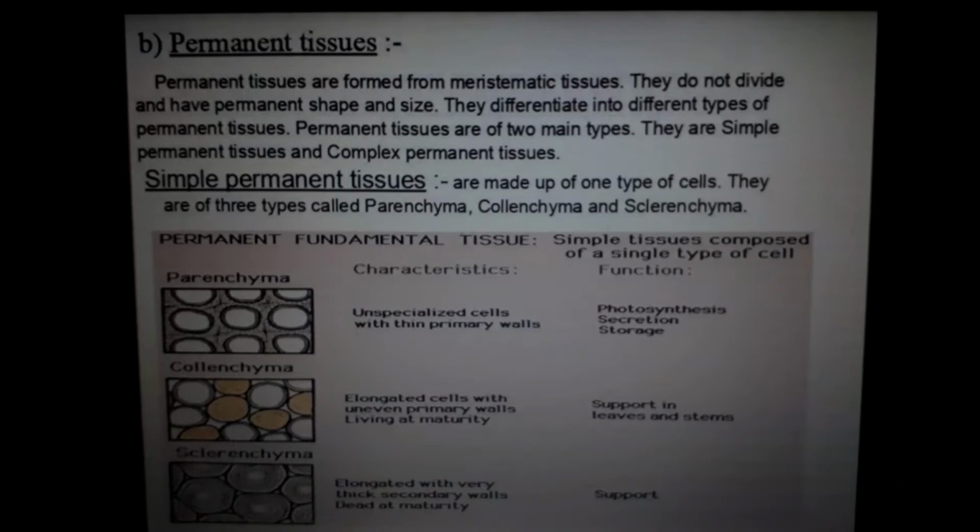But in the case of permanent tissues, what is their duty? Their duty is to provide strength to the plant, mechanical strength. At the same time, the transportation of food, minerals, water and so on inside the plants is done by these permanent tissues. Okay. What are permanent tissues? Definition. First, we will go with the definition.